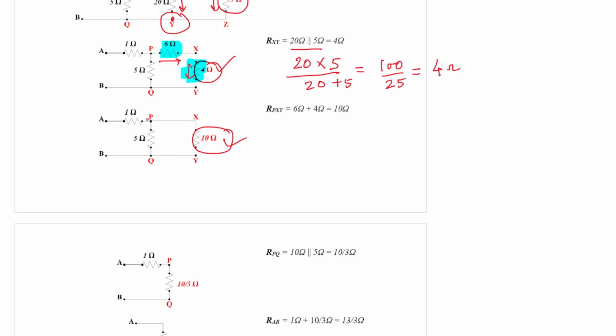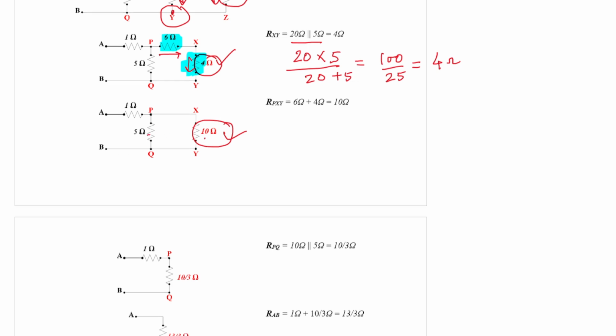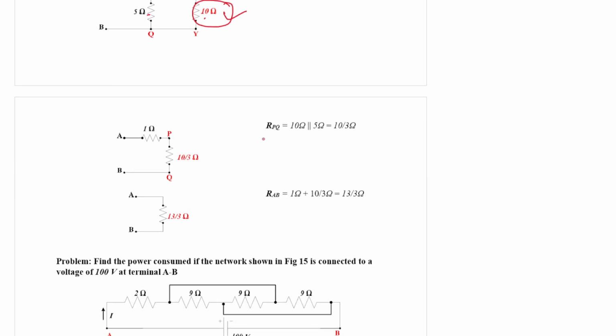Now with respect to PQ, again you see 5 ohm and 10 ohm are in parallel. So 10 into 5 divided by 10 plus 5, it becomes 50 by 15, that means 10 by 3 ohm. So now it is 10 by 3 ohm.